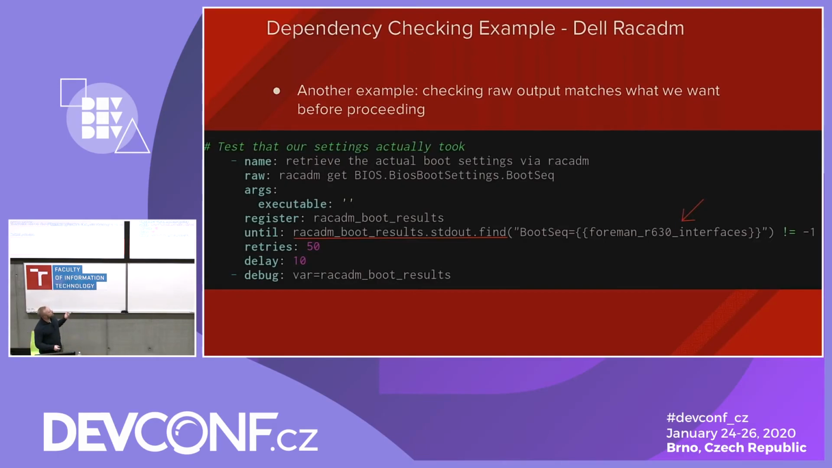So this example here is using racadm to compare what the boot string is of the device and then to tell us whether we need to do further automation on that bare metal host or whether it's in the state we want it to be in.